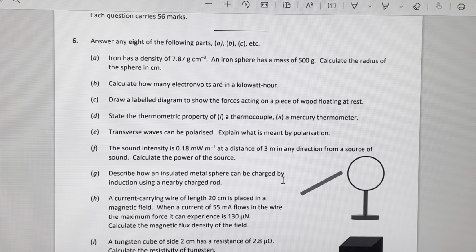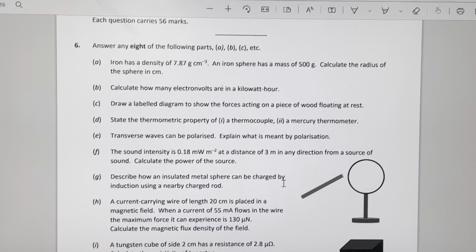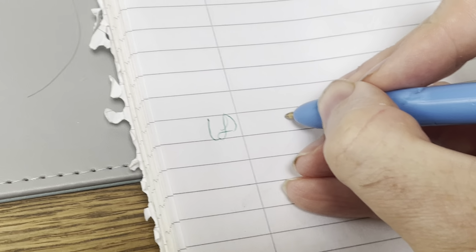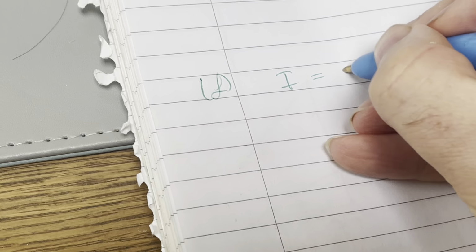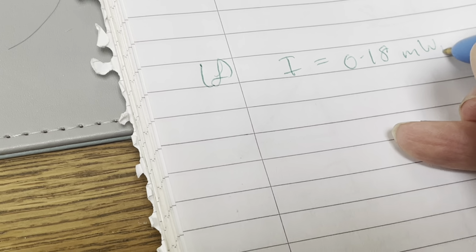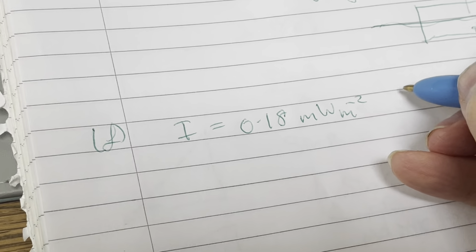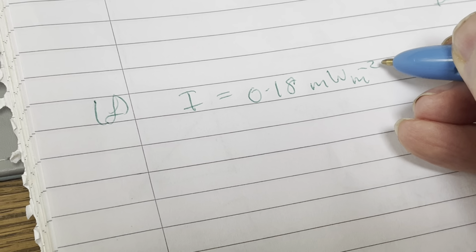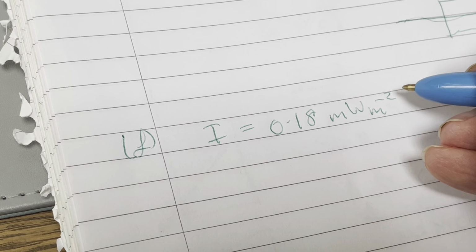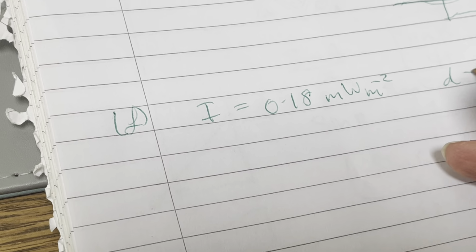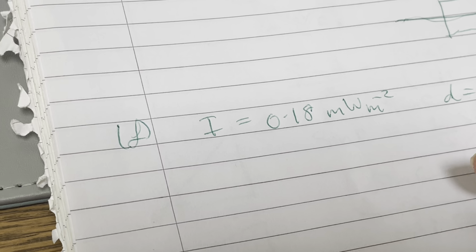Okay, sound intensity at a distance. Sound intensity is 0.18 milliwatts per meter squared. So the units kind of give you what sound intensity is. You know, it's power per area. At a distance 3 meters from the source, calculate the power of the source. So the distance is 3 meters.